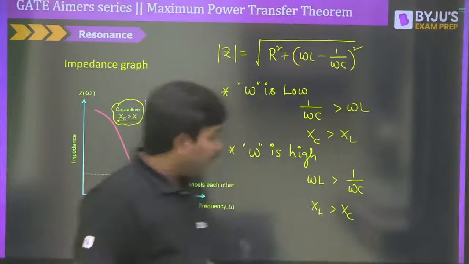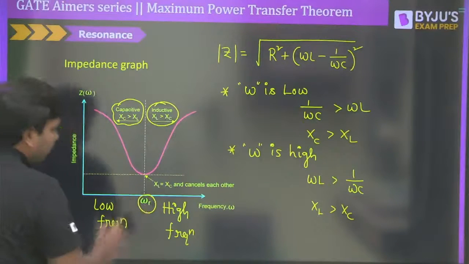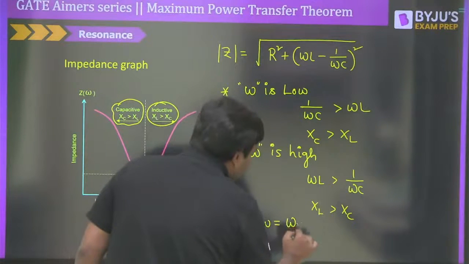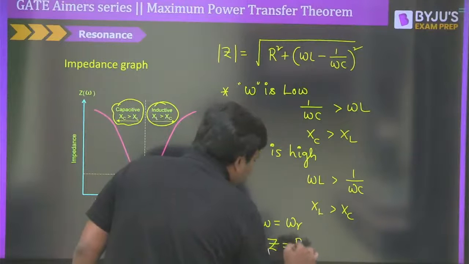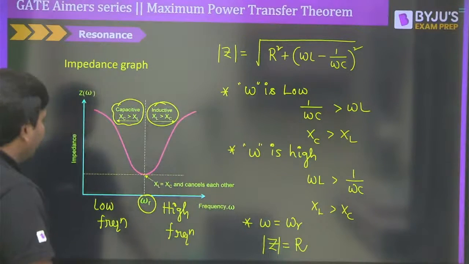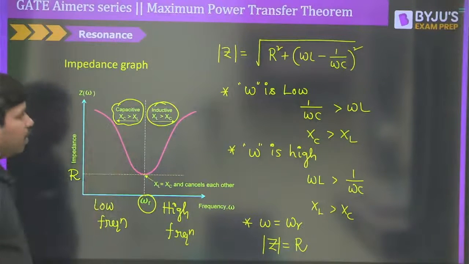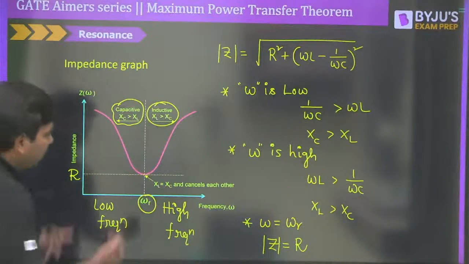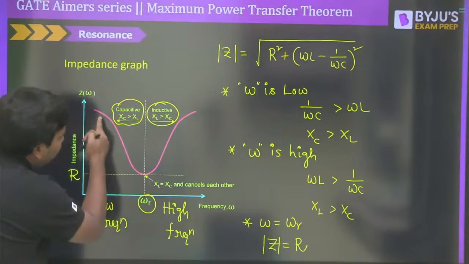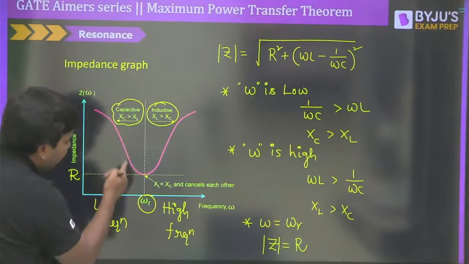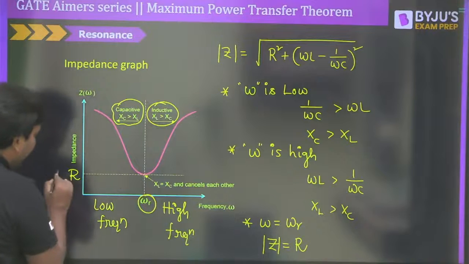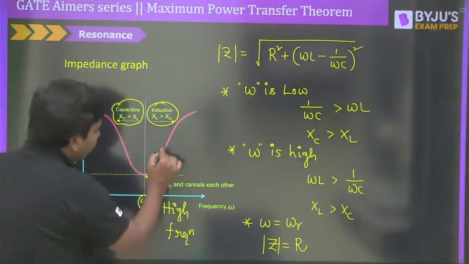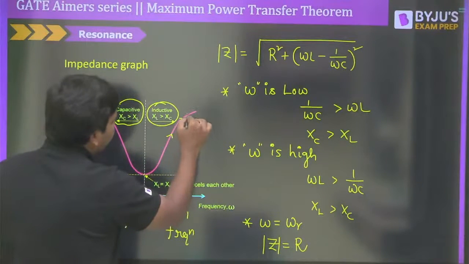Very, very simple. But what happens exactly at the resonant frequency? Exactly at the resonant frequency, that means at omega equal to omega R, you must notice that the magnitude of Z will be equal to the resistance R. Simple. Keeping this point in mind, look at that. At low frequency, the impedance is decreasing. At the resonant frequency, we get the minimum value of the impedance. Again, when we increase the frequency, the impedance is getting increased.